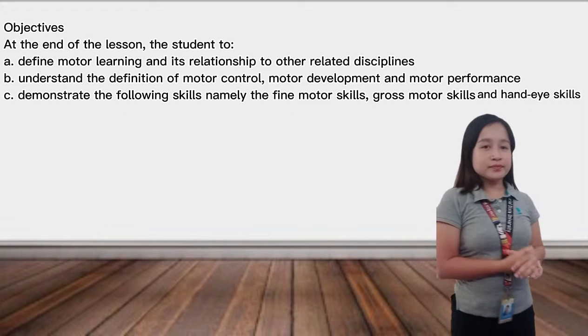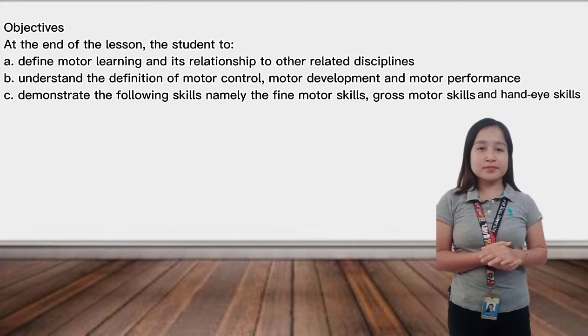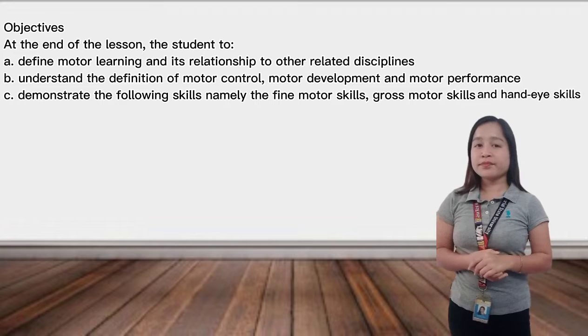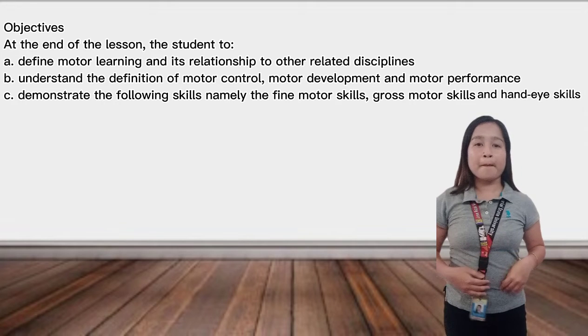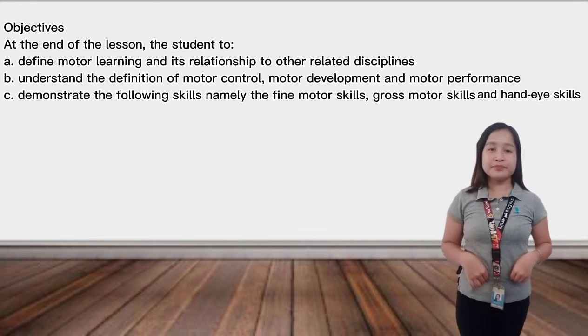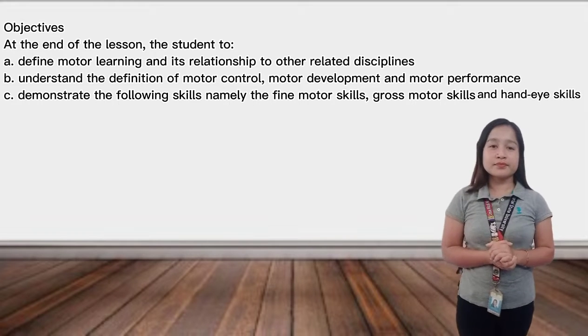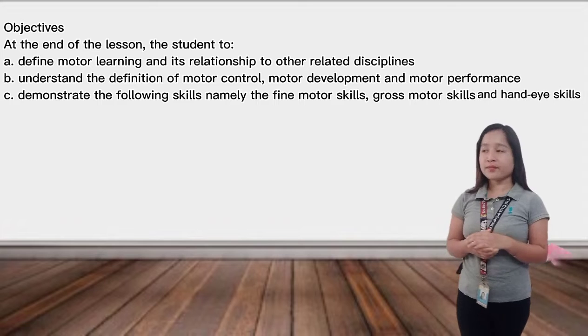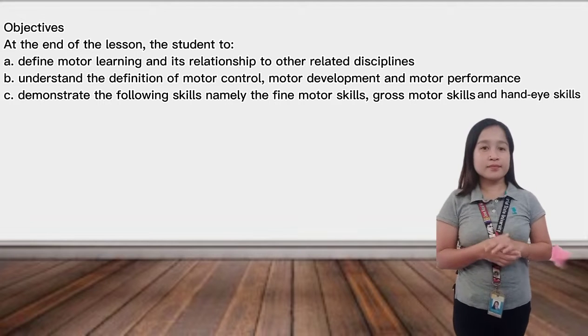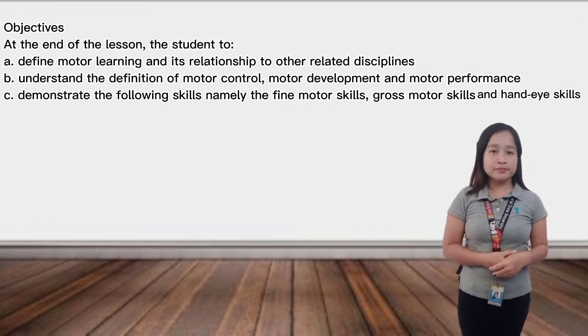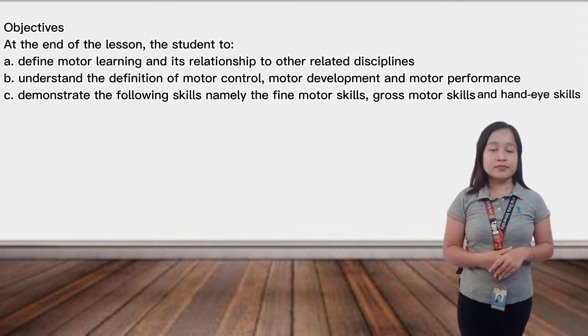At the end of the lesson, the student should be able to define motor learning and its relationship to other related disciplines, understand the definition of motor control, motor development, and motor performance. Letter C, demonstrate the following skills: the fine motor skills, gross motor skills, and the hand-eye skills.